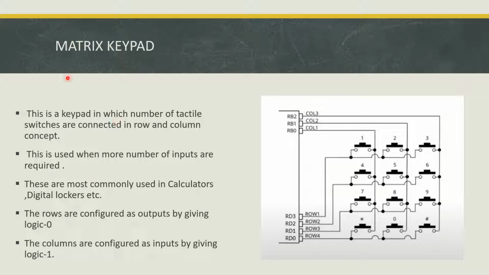This is the matrix keypad. This is a keypad in which a number of tactile switches are connected in a row and column concept. This is used when more inputs are required. These are most commonly used in calculators, digital lockers, etc. Here, the rows are configured as outputs by giving logic 0 and the columns are configured as inputs by giving logic 1.